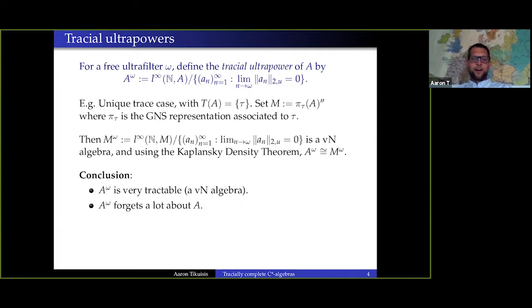And also, it forgets a lot about A, right? The C-star or von Neumann algebra you get by taking this GNS representation is really going to forget all sorts of fine structure about A, and then we're also doing this further thing of taking the von Neumann algebraic ultrapower of that. So we lose a lot of information about A when we do this.